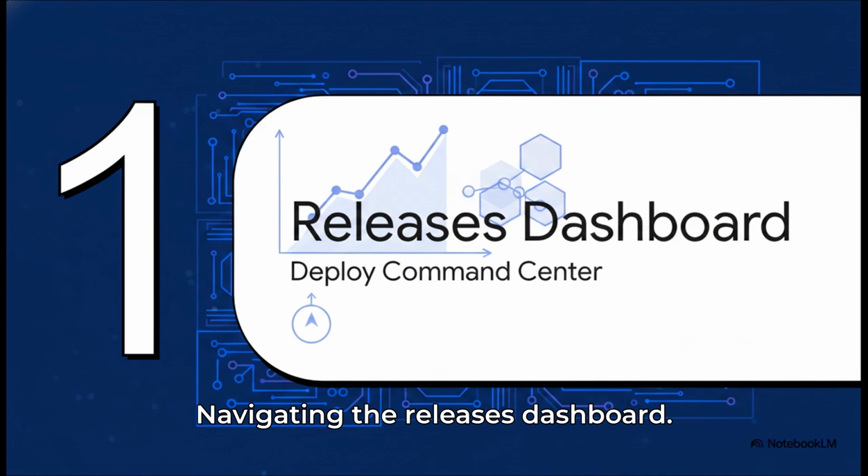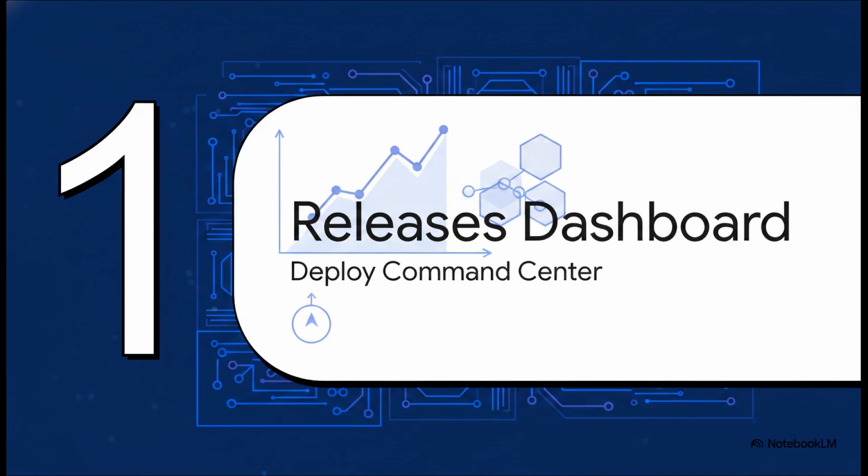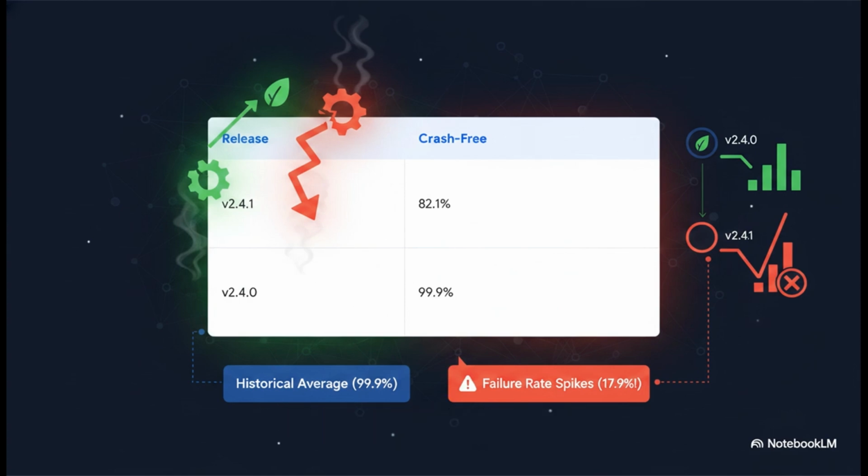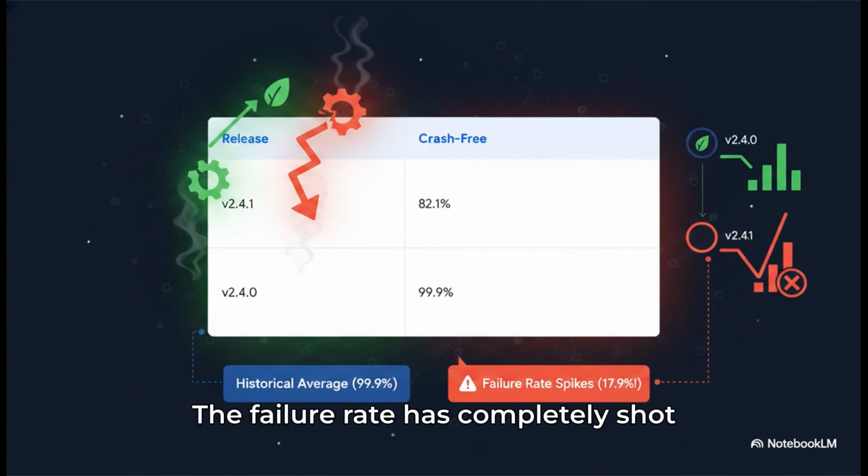Navigating the releases dashboard. Let's move on and see how this deploy command center builds a comprehensive view of your application's health inside Sentry. Once your pipeline is notifying Sentry of every single deploy, this dashboard becomes your absolute central hub for deployment stability. Now, what's fascinating here is how clearly these metrics contrast a healthy deployment with a failing one. Just look at version 2.4.0, it's sitting at a beautiful 99.9% crash-free rate with a totally negligible failure rate. But then look at version 2.4.1. The failure rate has completely shot up to almost 18%.